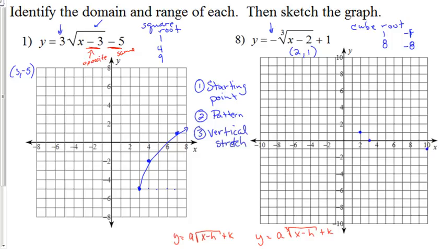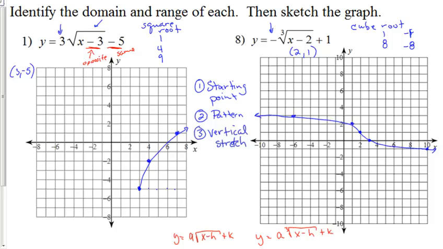1. So we have this, but cube roots have a second tail. So remember, negative 1, negative 8 takes us in the other direction. So negative 1, and then up 1, and then 8 from the starting point, and then up another 1. There you have it. So there are the two graphs.